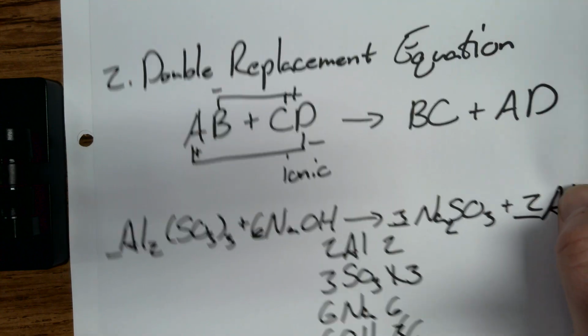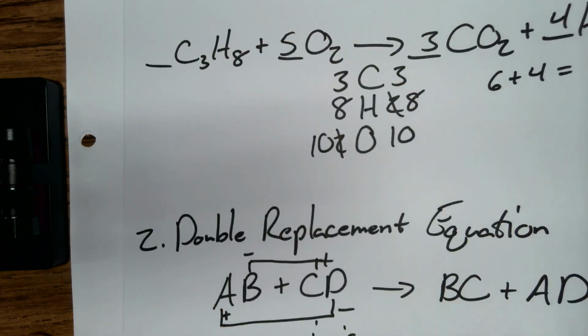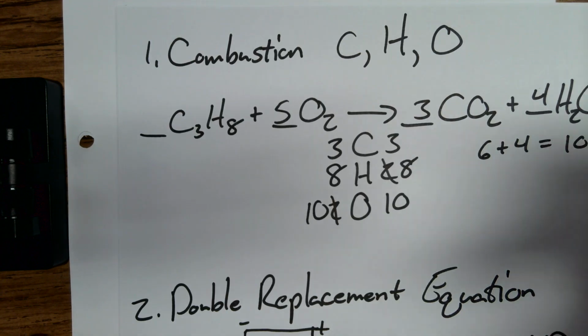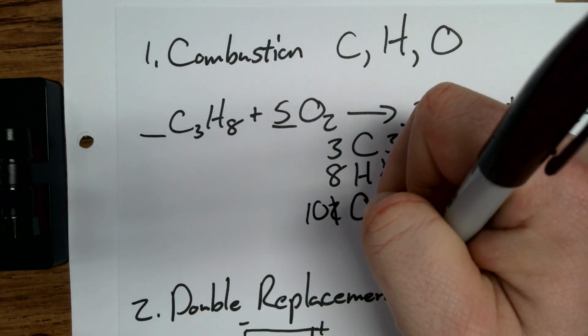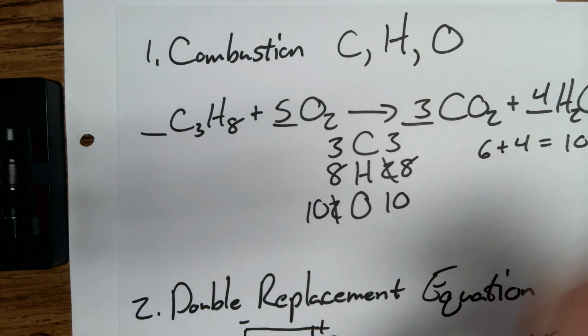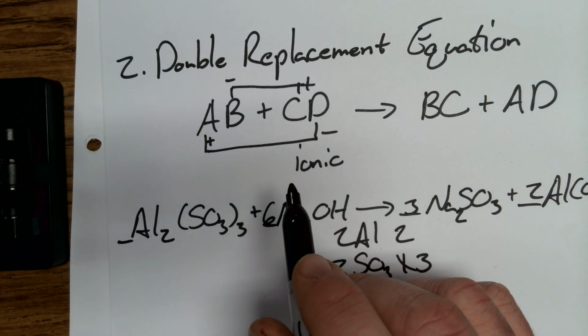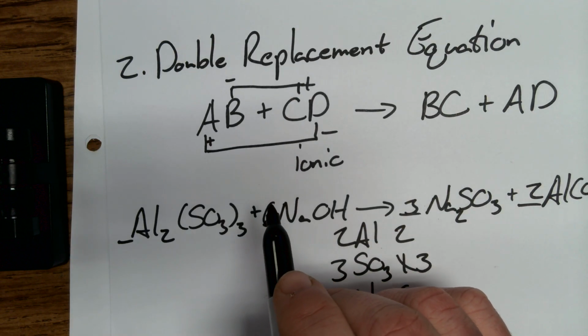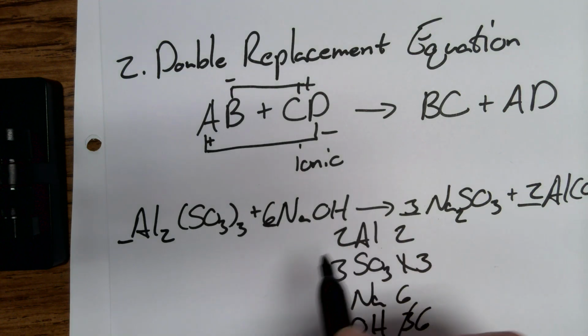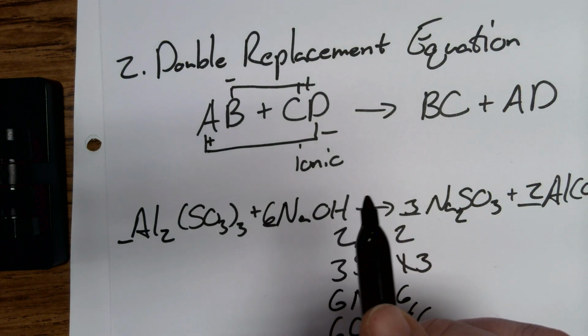So this is my double replacement. We're going to look at 6 different types of reactions. These are the first 2 that we're going to look at. The reason why we focus today on double replacement is because in the lab that we're going to do today, we are going to do some double replacement experiments.